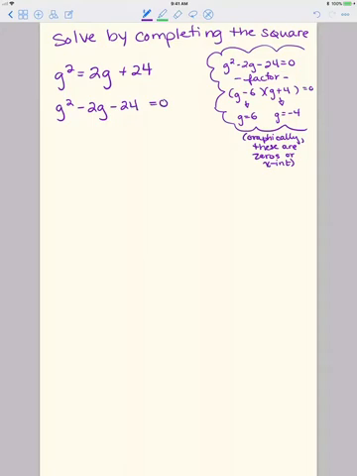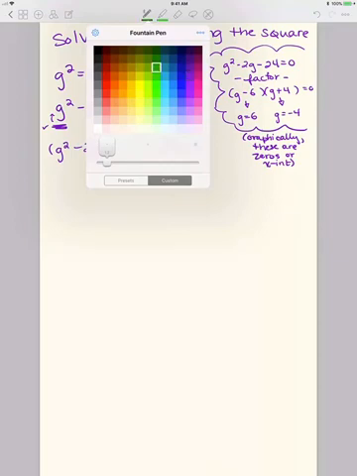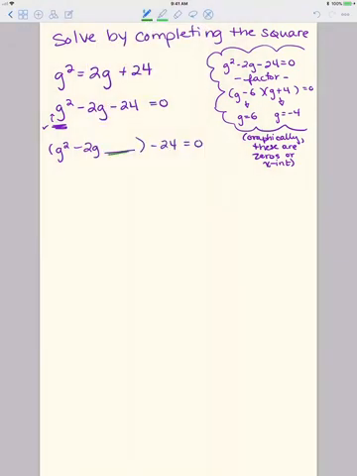All right, so the first step was to make sure that the g squared term coefficient was 1, so we're good with that. The next thing was to group the first two. So group the g squared minus the 2g, leave this space, do the subtract 24, and then come up with that magic number, if you like, where you took half of the negative 2, which is negative 1, and squared it, which is positive 1. So you add 1 inside the parentheses and subtract 1 outside.